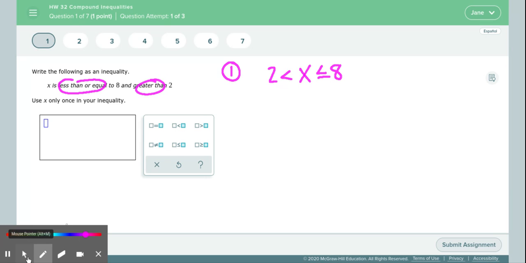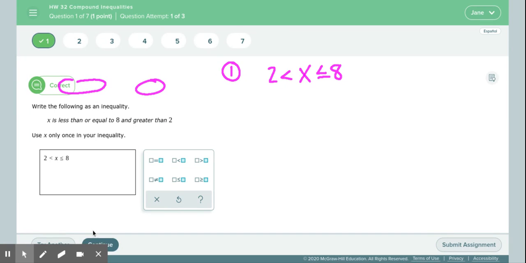But here's what I would have, and then I would just type in my inequality over here in my box, and I would then make sure before I move on to the next question, I'm going to hit check and make sure that it's right. And if I miss it, I'm going to go back and I'm going to try to figure out what I missed.